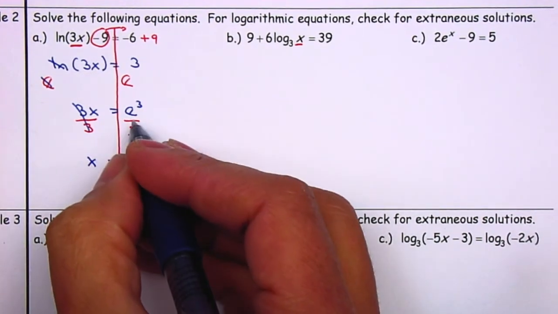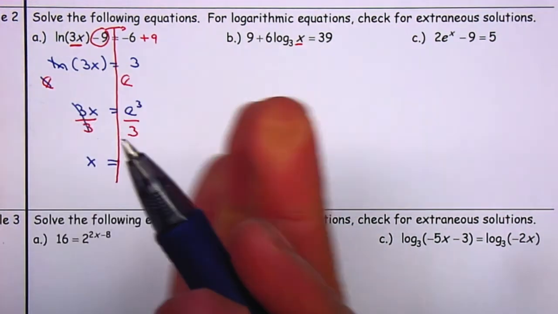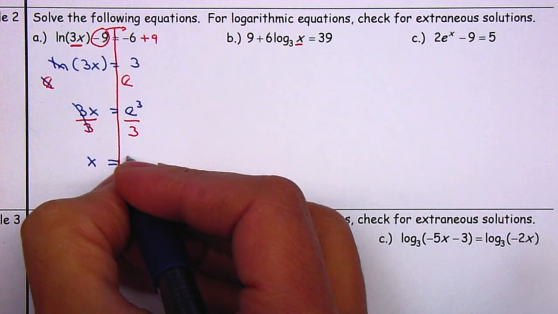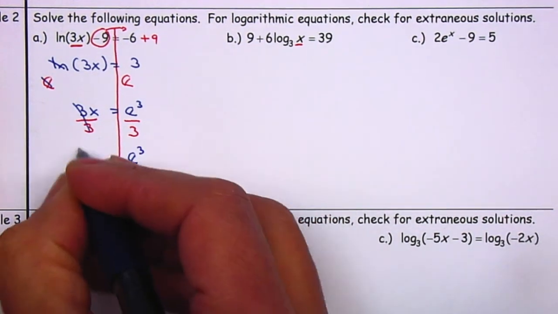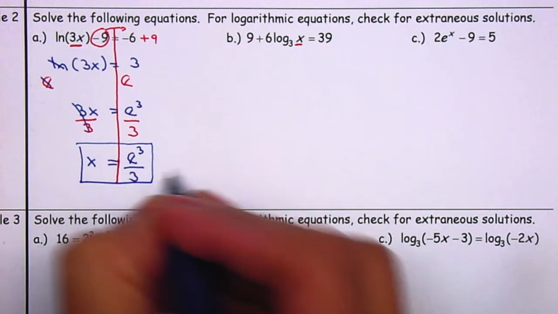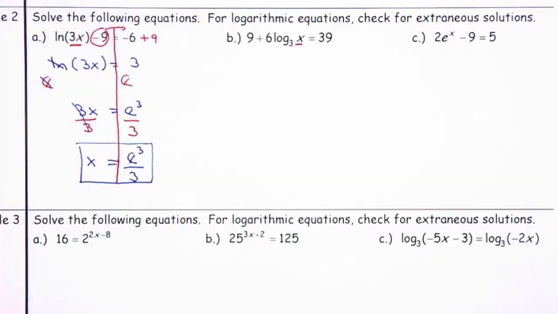Remember, the value of e is about 2.7. So you can multiply 2.7, 2.7, and 2.7, then divide by 3. But for now, you can just leave it as e to the third power divided by 3 as your answer. This is positive, so if we plug it in here, this will be bigger than 0, so your answer will be correct.